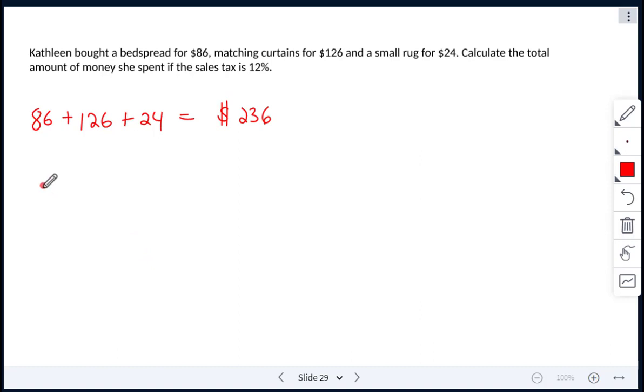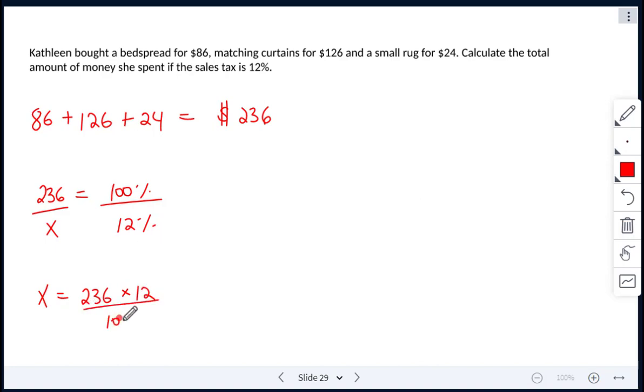So if you want to set this up as the ratio, 236, that's the 100%. Sales tax is 12%. We have to figure out what that sales tax amount is. So we're going to cross multiply. So 236 times 12 divided by 100. That gives us our sales tax of $28.32.